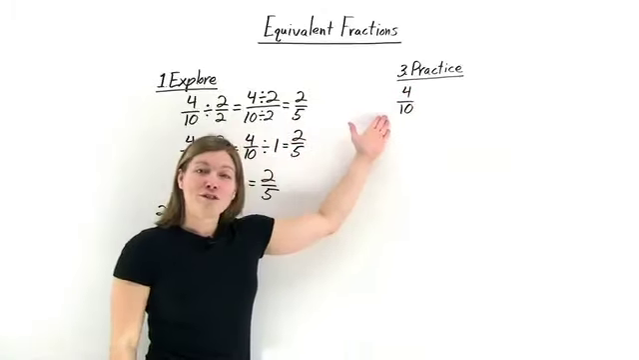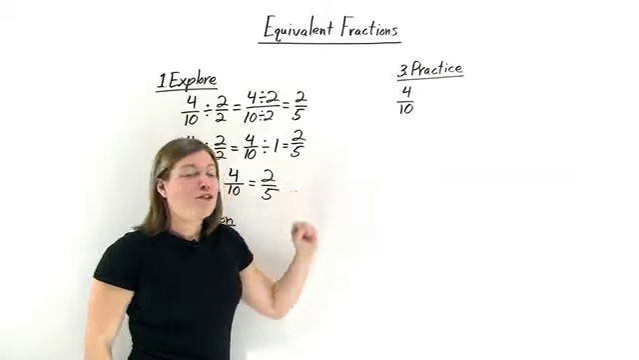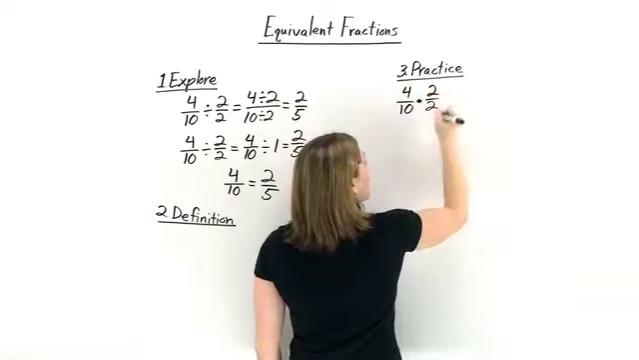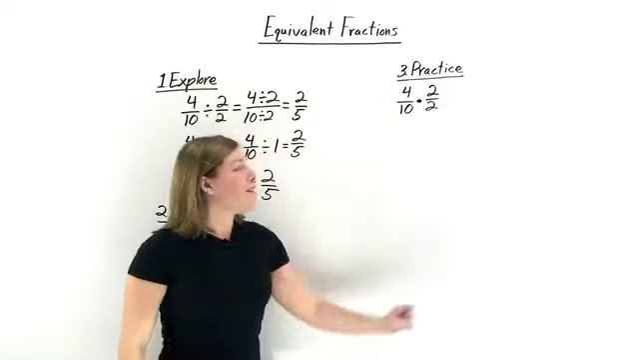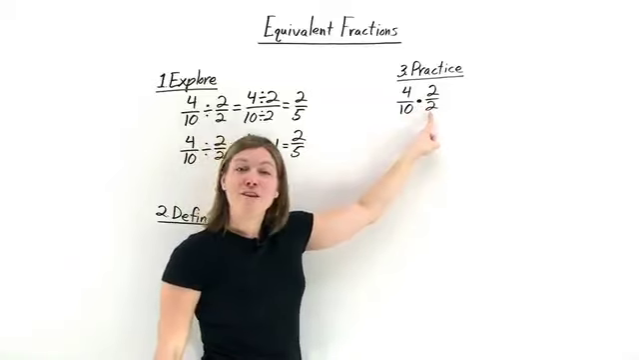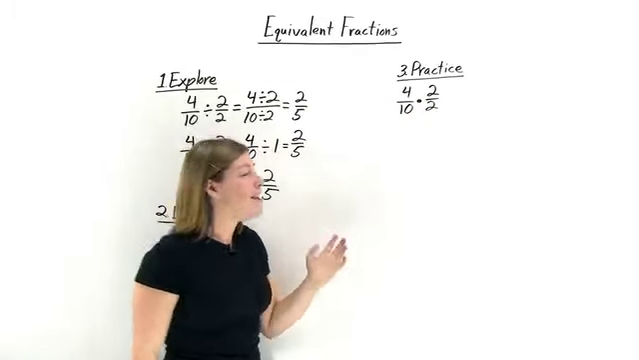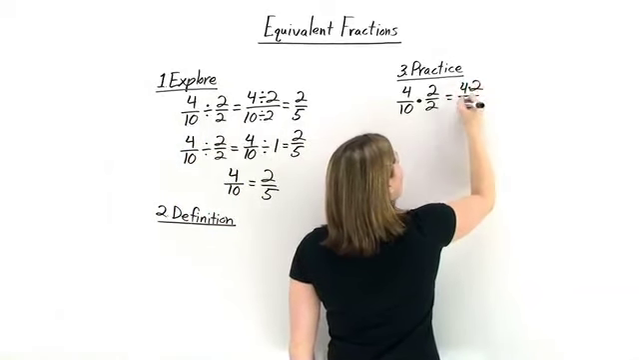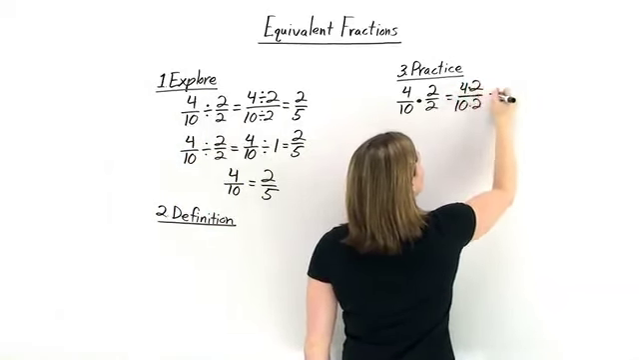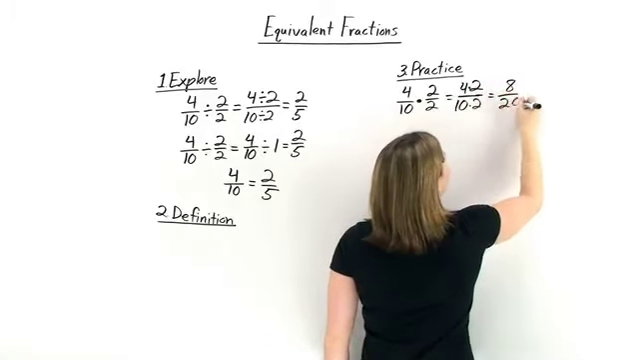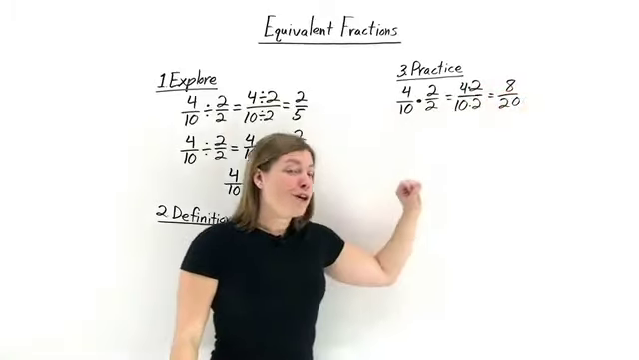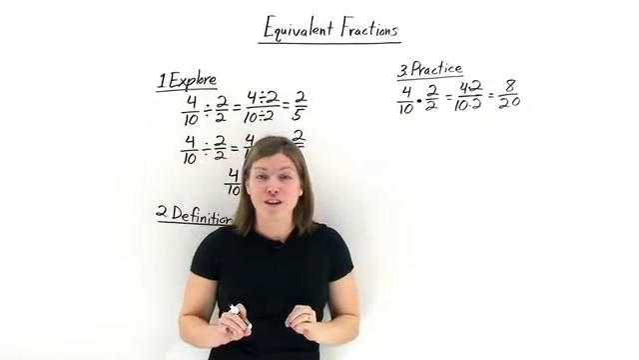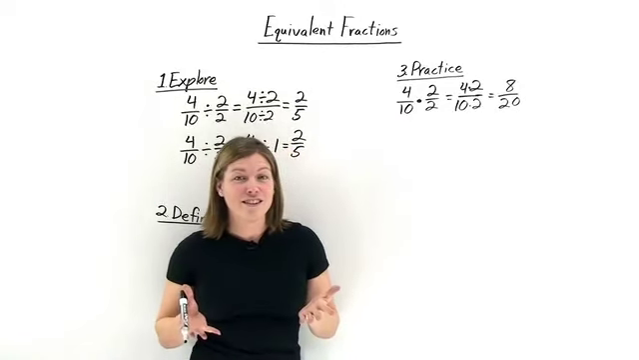Let's find some more equivalent fractions to 4 over 10. So here, instead of dividing, let's multiply. Let's take 4 over 10 and multiply it by 2 over 2. So now we're taking our original fraction and multiplying it by a fancy form of 1. That means that the resulting fraction will be an equivalent fraction. So we have 4 times 2 over 10 times 2. Well, that gives us 8 over 20. Now, 8 over 20 may look a little bit different than 4 over 10. But those fractions are equivalent fractions. They have the same value.